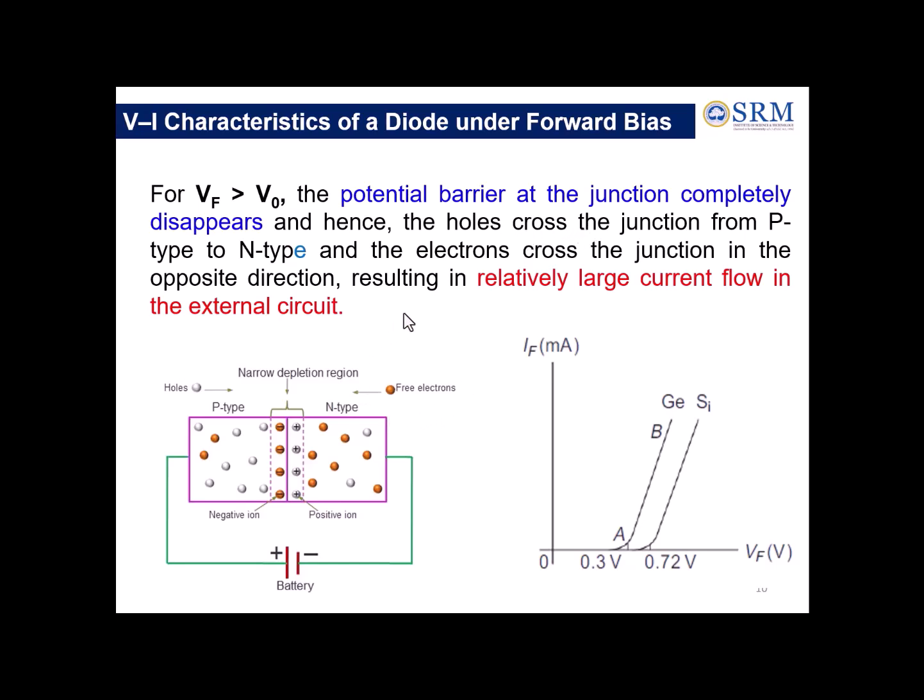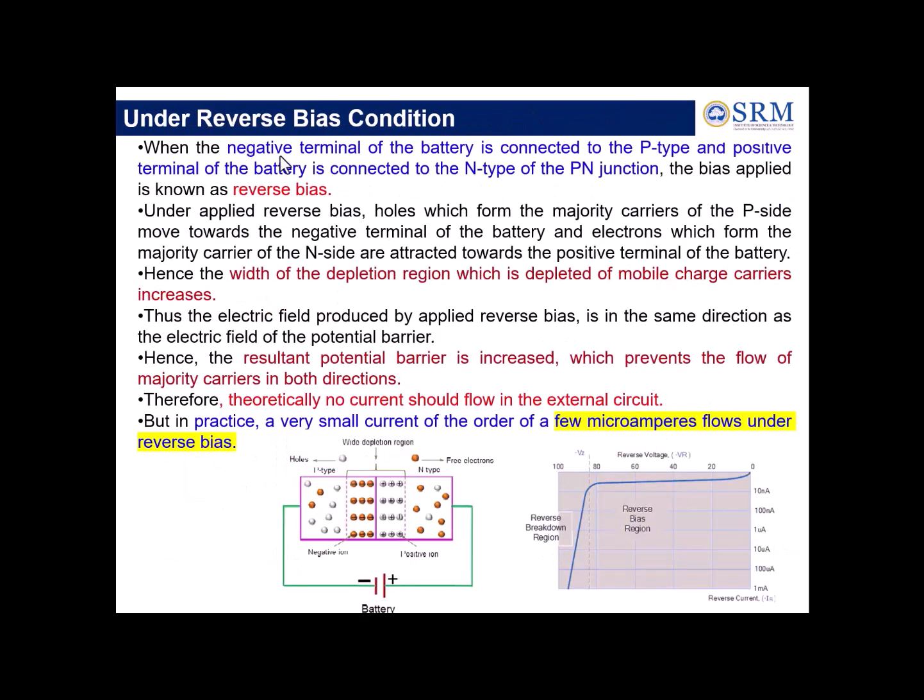Hence the holes cross the junction from the p type and move across. Similarly, electrons cross from the n type to the opposite side, so there will be a large flow of current in this circuit. As we can see, when the forward bias is increased beyond the potential barrier of germanium, 0.3 volt, the current conduction increases. Similarly, after crossing the silicon potential barrier of 0.72 volt, which we call the cut-in voltage, the forward current increases.